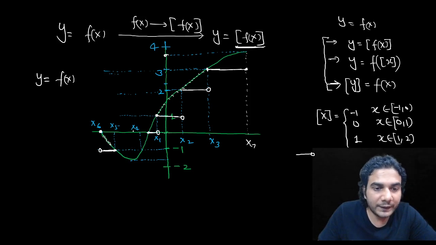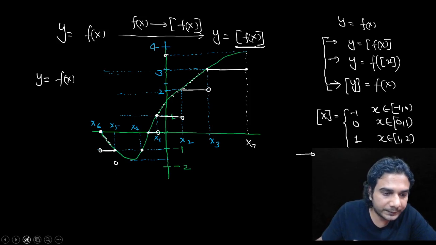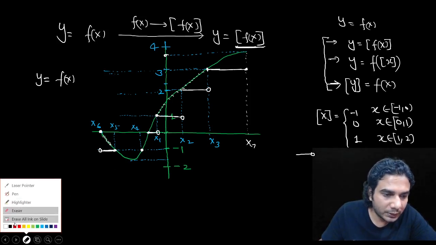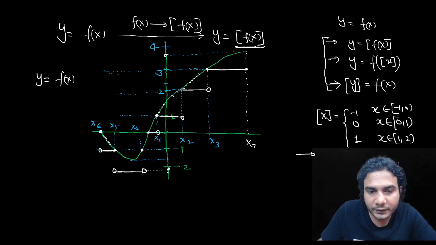Now between x5 and x4. So at x5 and x4, values are minus 1. So these greatest integer values will remain here only. And between these, f(x) is between minus 1 and minus 2. So its greatest integer will be minus 2. All right, the greatest integer will be minus 2. I hope this is clear.